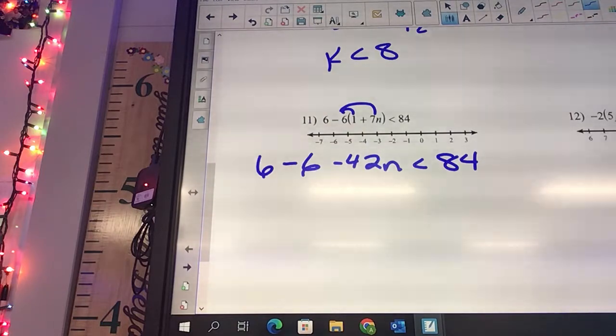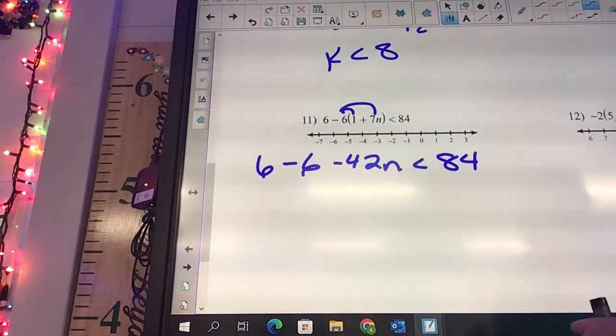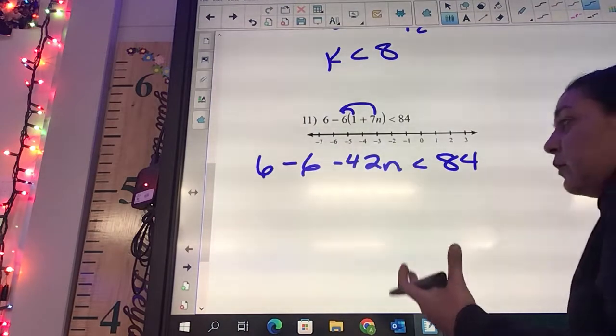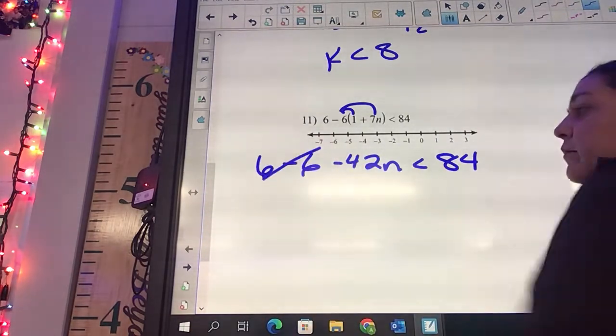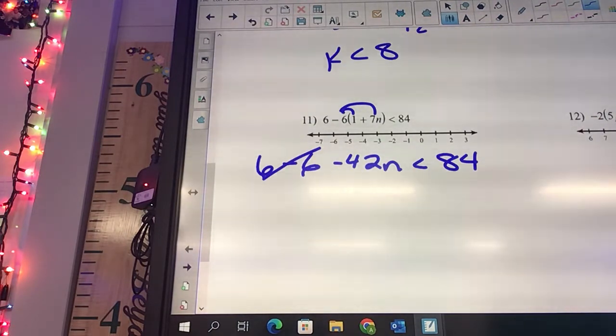Okay, now what? Yep, so what is 6 minus 6? 0. So 0 is not going to do anything, so you can kind of just get rid of them, okay? Because plus or minus 0 to anything is going to be the same. Okay, so then what would be our next step?